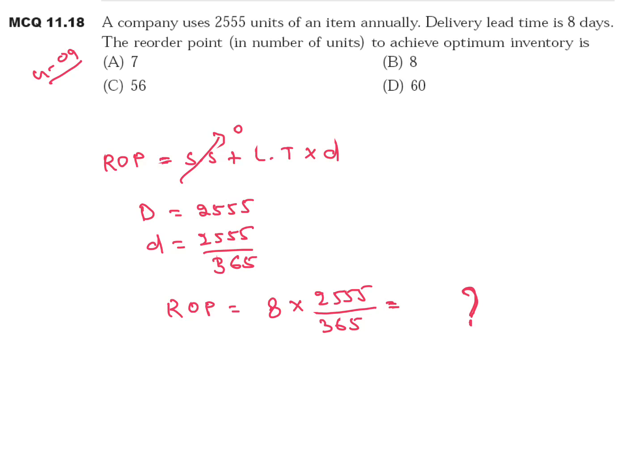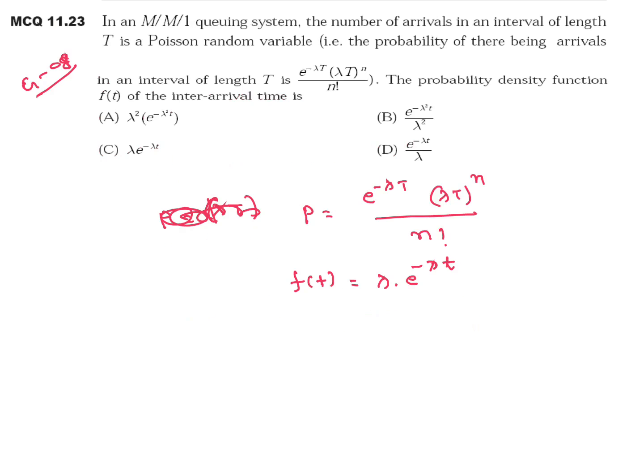This is a GATE 2008 question. In an M/M/1 queuing system, the number of arrivals in an interval of length t is a Poisson random variable. The probability of there being n arrivals in an interval of length t is e to the power minus lambda t, into lambda t to the power n, divided by n factorial. The probability density function f of t of the inter-arrival time is how much? f of t is lambda into e to the power minus lambda t. So option C is the answer.